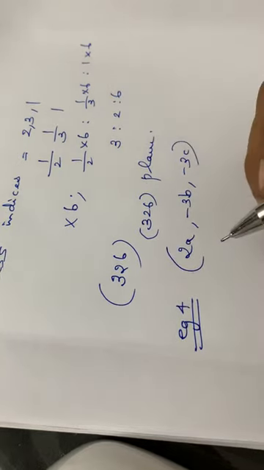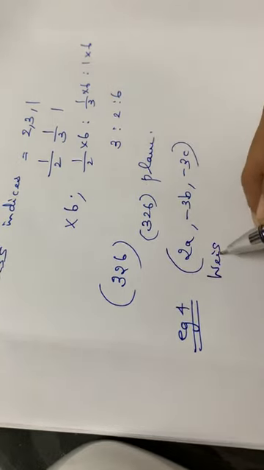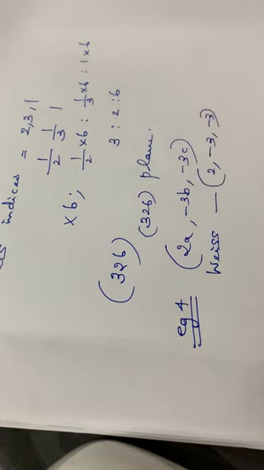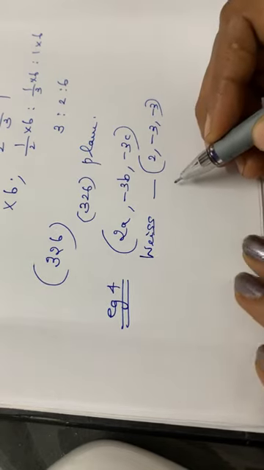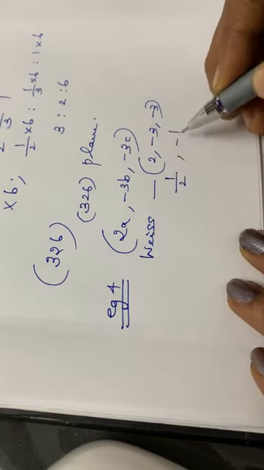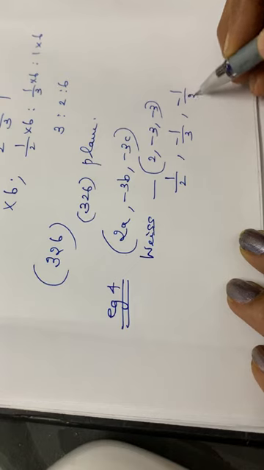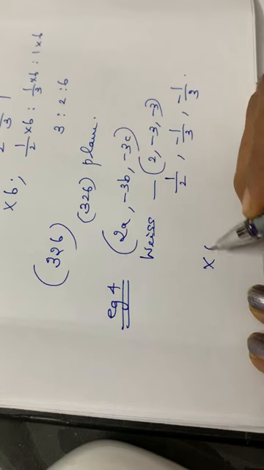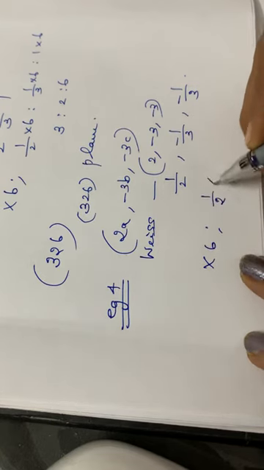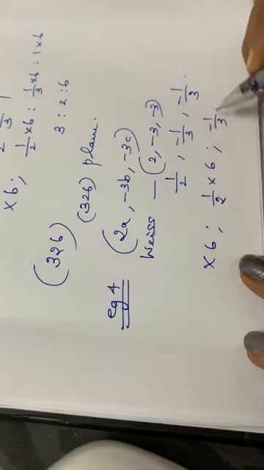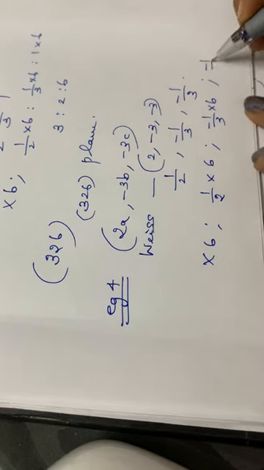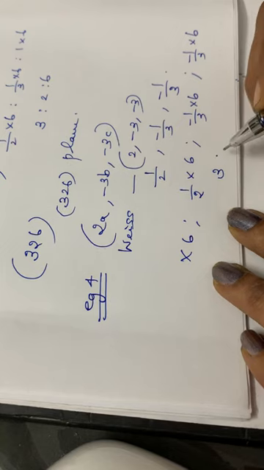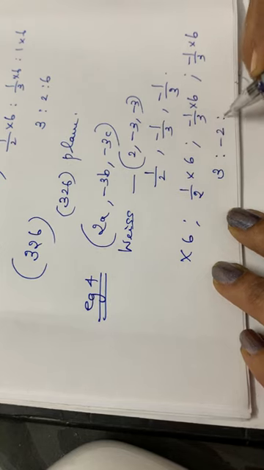So the Weiss indices will be 2, minus 3, then minus 3. Then you have to take the reciprocal, that is 1 by 2, minus 1 by 3, minus 1 by 3. Then you have to take the LCM. So multiplying by 6, we will be having 1 by 2 into 6, then minus 1 by 3 into 6, again minus 1 by 3 into 6. So here it will become 3 is to minus 2 is to minus 2.